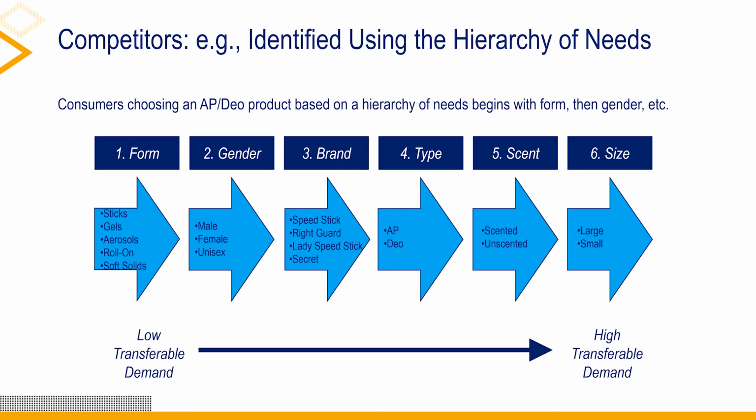For products that can be described as a bundle of attributes, some attribute levels tend to be fundamental requirements, implying low transferable demand and fewer substitutes. In this stylized example, consumers begin by choosing the form of an antiperspirant deodorant and are increasingly flexible in the attribute levels as they move from left to right.